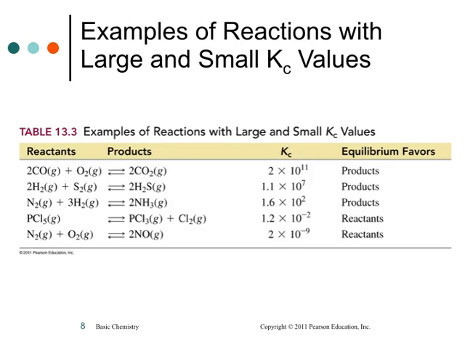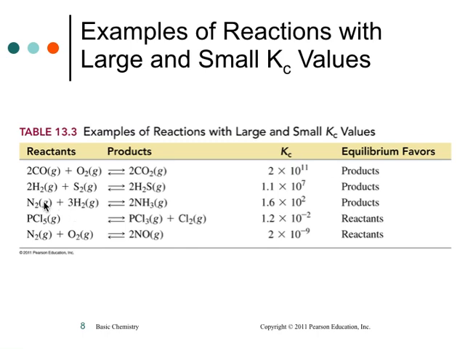Okay, so here's some examples with large and small K sub C values. So I've got carbon monoxide and oxygen yields carbon dioxide. 2 times 10 to the 11. That's a huge number. Big K sub C, it's going to go to the right. If it heads to the products, I'm going to say it goes to the right. This one, let's look at the K sub C. It's still big. Do you see? 1.1 times 10 to the 7. So it'll go to the right.